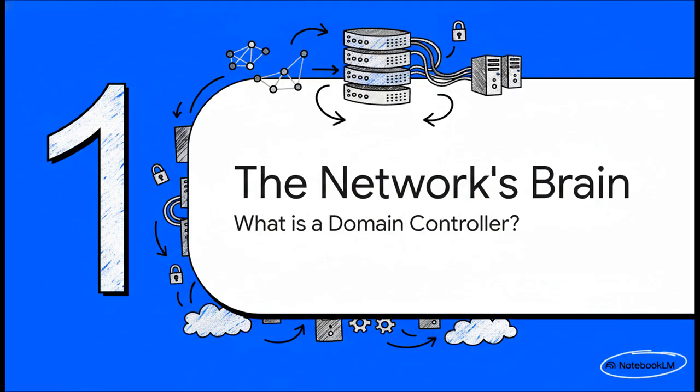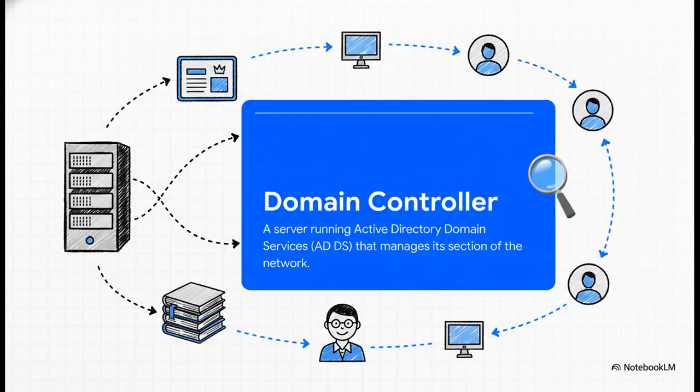At the absolute heart of all this is a machine with a very, very important job. A domain controller, or a DC as you'll hear it called, is basically a server that's running Active Directory. Its whole job is to manage its own little corner of the network, which we call its domain. And just like a head librarian knows every single book, every member, and all the rules for their specific branch, a DC manages all the user accounts, all the computers, and all the security policies for its domain. When you log in, you're essentially just showing your library card to this librarian.